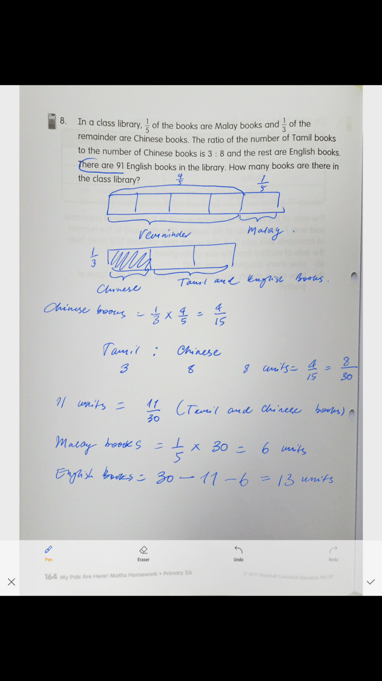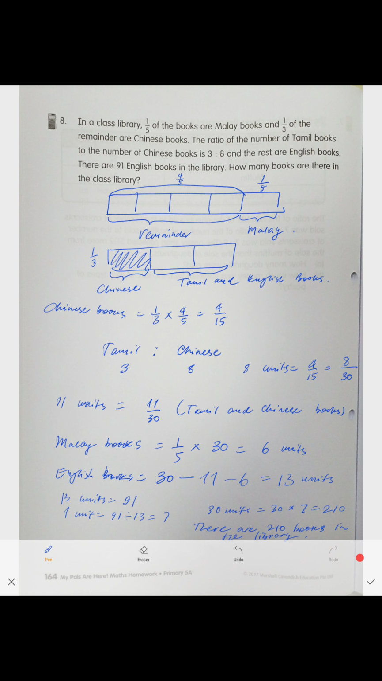And they give us the condition: there are 91 English books in the library. So 13 units is 91, and 1 unit is 91 divided by 13, which is 7. So how much is the total? Total is 30 units, and 30 units is 30 times 7, which is 210. This is your answer. There are 210 books in the library.